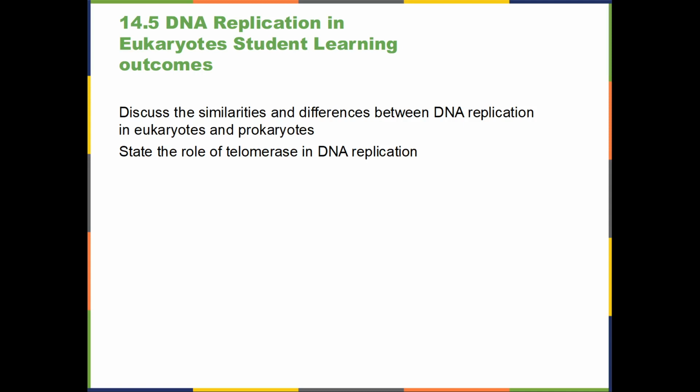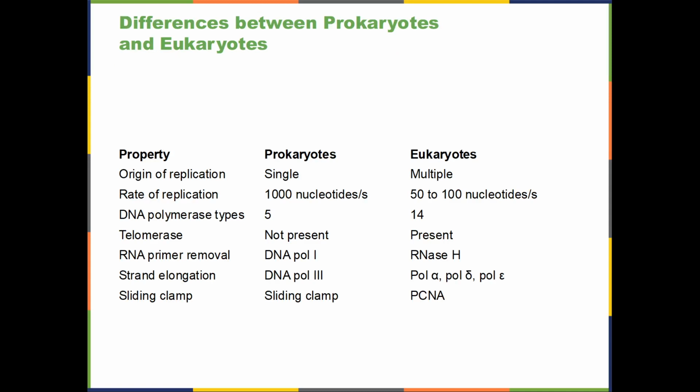All right, because these are short sections, we're going to go right into section 5 here. We're looking at DNA replication in eukaryotes. So what happens in us, what happens in animals, what happens in plants, what happens in fungi. It's a little bit more complex. Remember that prokaryotes are smaller. Eukaryotes have much larger DNA.